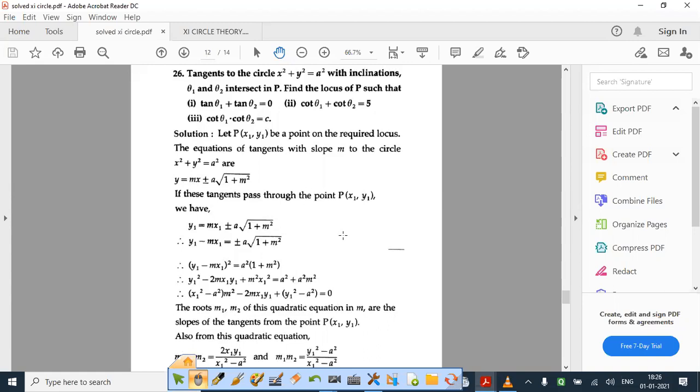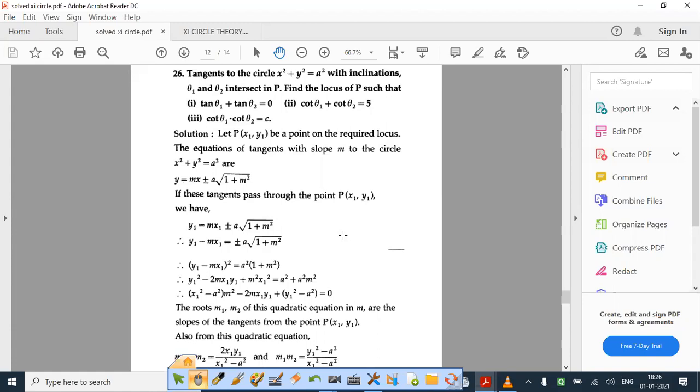Tangents to the circle x square plus y square equal to a square with inclinations theta 1 and theta 2 intersect in P. What does that mean? Tangents are drawn from the point P. Find the locus of P such that, first part, tan theta 1 plus tan theta 2 equal to 0. Second, cot theta 1 plus cot theta 2 equal to 5. And third part, cot theta 1 into cot theta 2 equal to c.